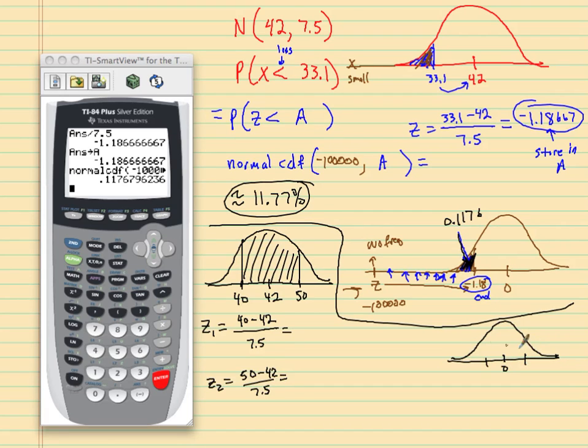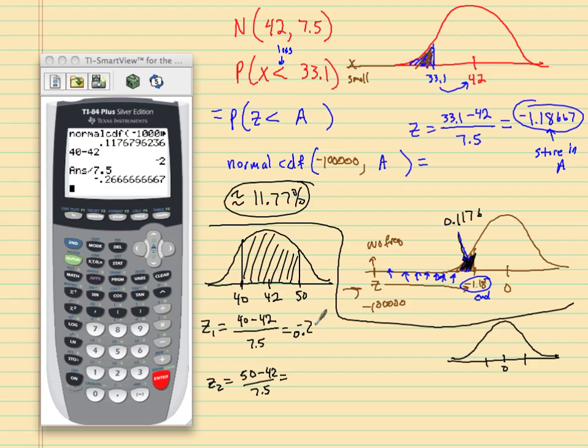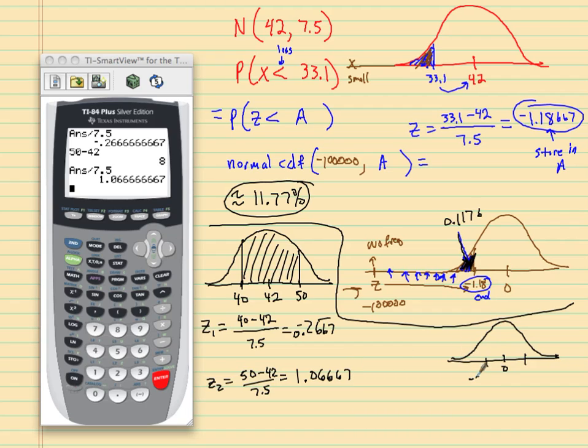This is 0. Okay, so let's go ahead and do this. 40 minus 42, okay, so this is negative 0.26667. I'm finding the other one now. This is 1.06667. So this is negative 0.26667, and this is 1.06667. And I'm finding this area right in between here.